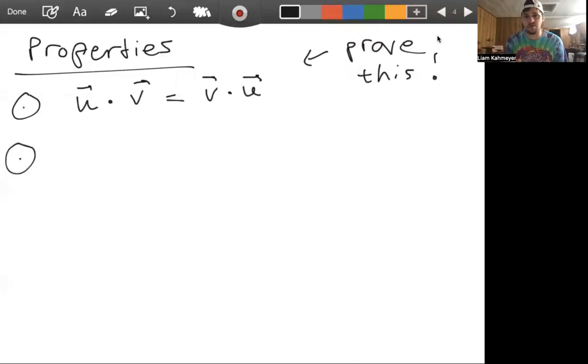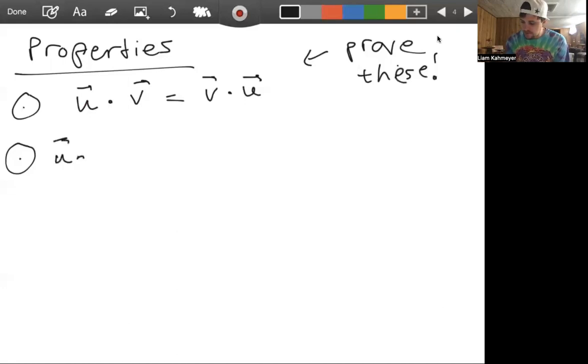And sure, we understand commutativity, right? We know A plus B equals B plus A. We understand what that means, but what does it really mean in this context? What does it mean to switch the order of the dot product? So with some of these properties, see if you can prove them. Not all of them are trivial. The first one's not too bad.